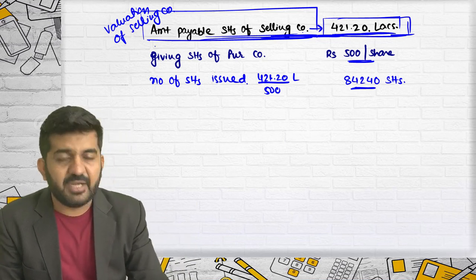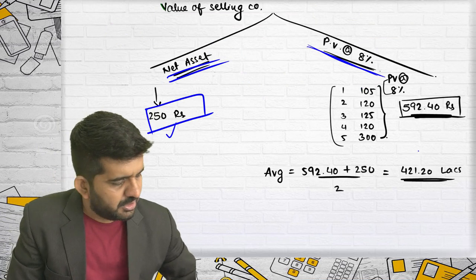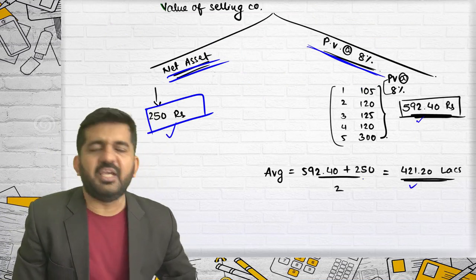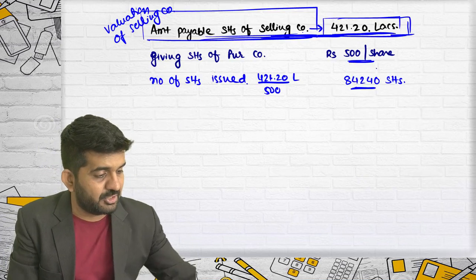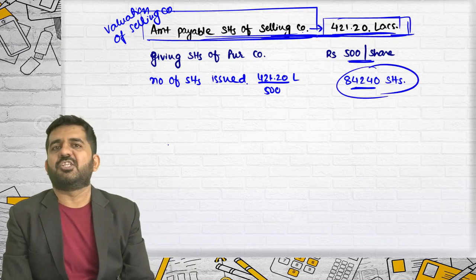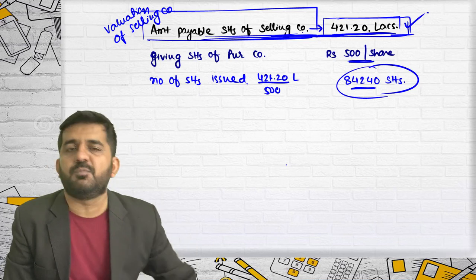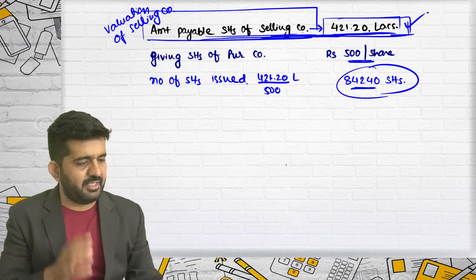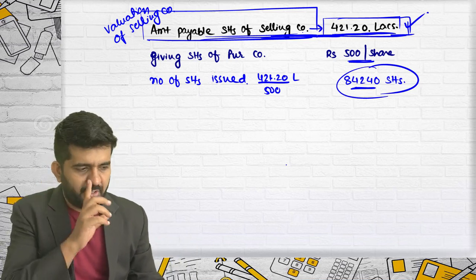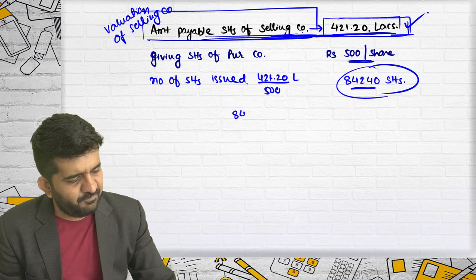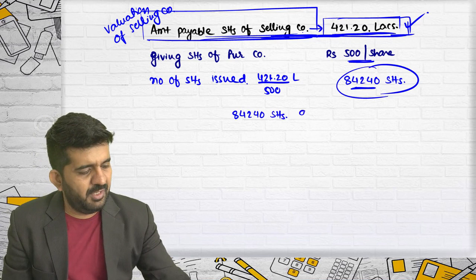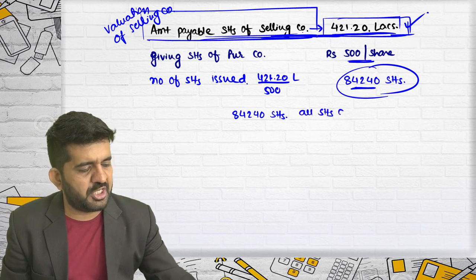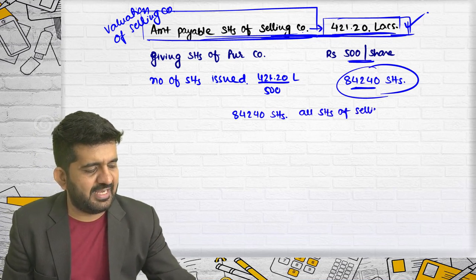But see here, these figures were never coming in that particular point, because there we were getting this answer directly based upon exchange ratio. So finding out this figure was not becoming relevant. Sorry. Now this is good. Try to concentrate. 84,240 shares will be given to all shareholders of a selling company.